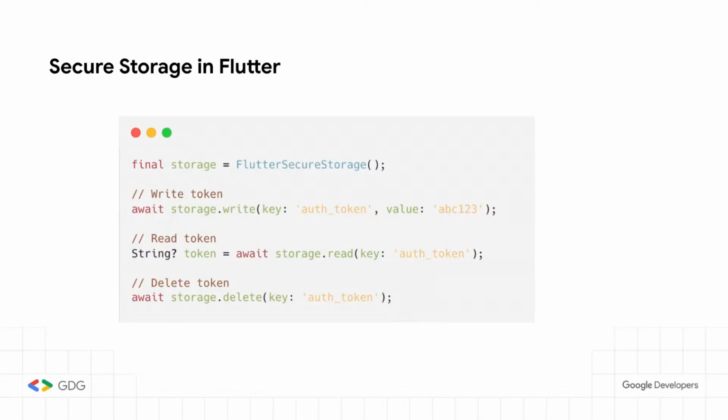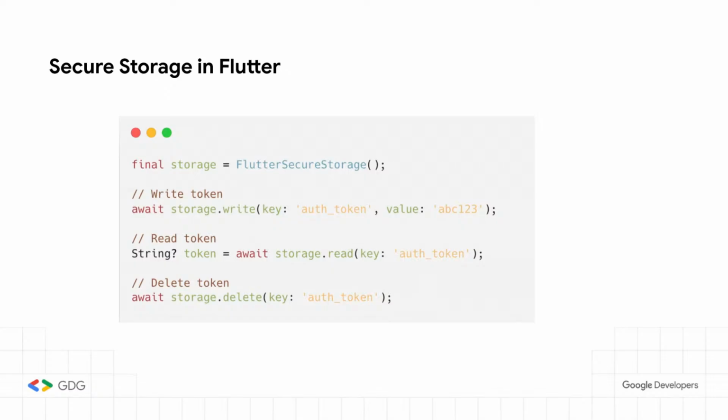So your key needs to be unique. I cannot have two keys with the same name. I cannot have auth token twice because it doesn't make sense. Auth token should be stored only once, and we cannot use the same key to rewrite something. So that is how we can write the data into the secure storage.